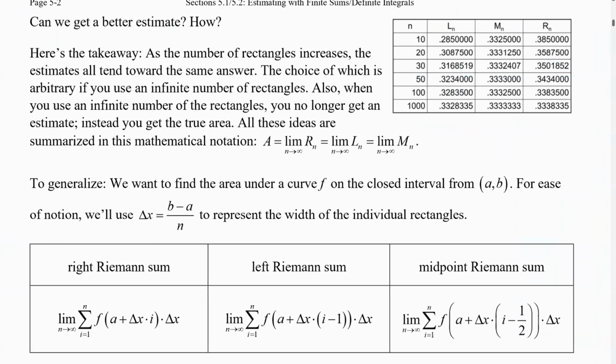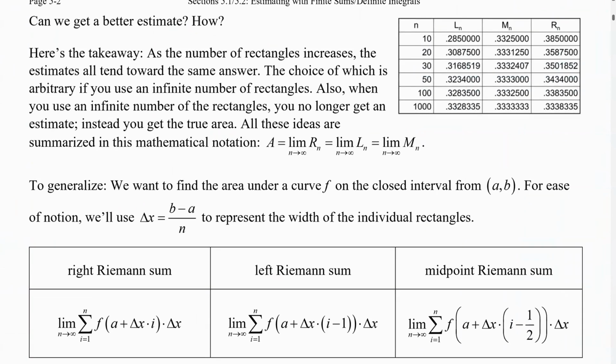Now, can we get better estimates? And the answer is we sure can, because if you increase the number of subintervals, if you increase the number of rectangles, your estimates will get better and better. In fact, the whole notion of the Riemann sum is that if there's an infinite number of rectangles, you go from having an estimate to having the exact area.